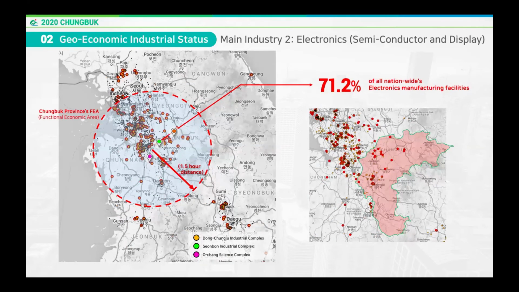Another important industry in Chungbuk is electronics, especially semiconductor and displays. SK Hynix, Magnachip, LG Chem, and other major semiconductor and display manufacturing companies, as well as component suppliers, are located in Chungbuk. Chungbuk's FEA includes 71.2% of all factories in the electronics sector. This means that companies in the semiconductor and display industry that are located in Chungbuk can have direct relations with over 70% of all related companies in the country.